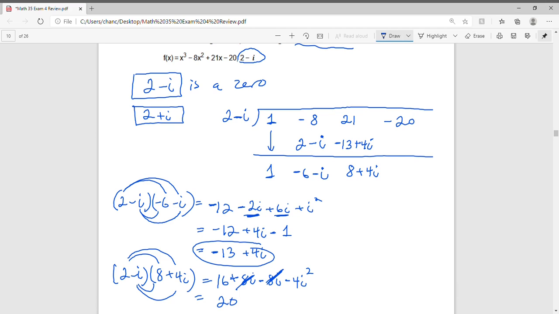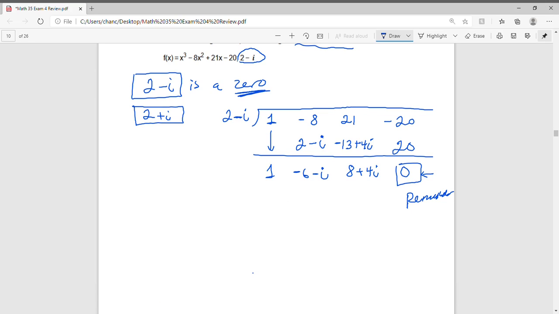So when we multiply 2 minus i times 8 plus 4i, we get a 20, which means the remainder is equal to 0. That's exactly what we expect because we're given that 2 minus i is a 0. So we should definitely get a 0 for the remainder.